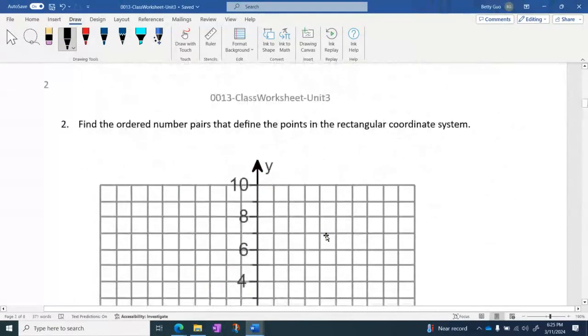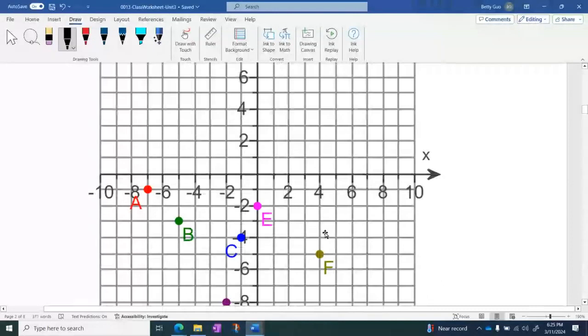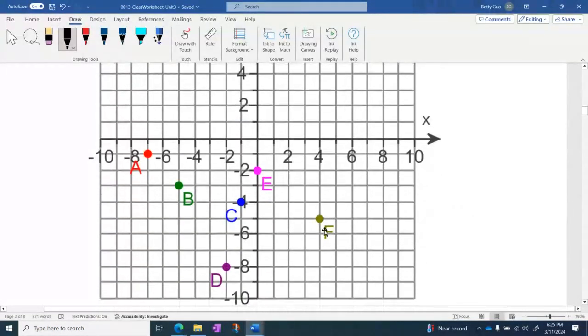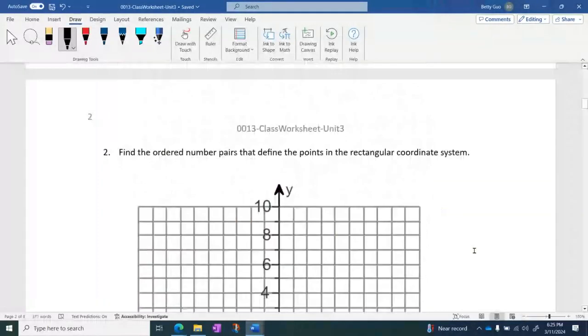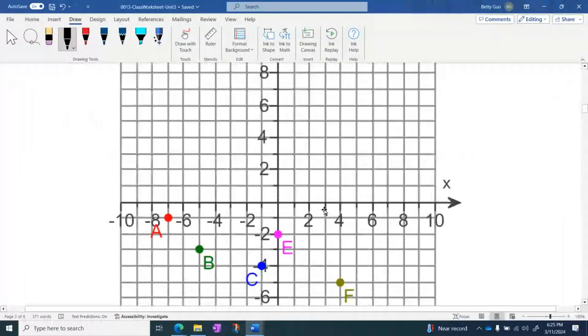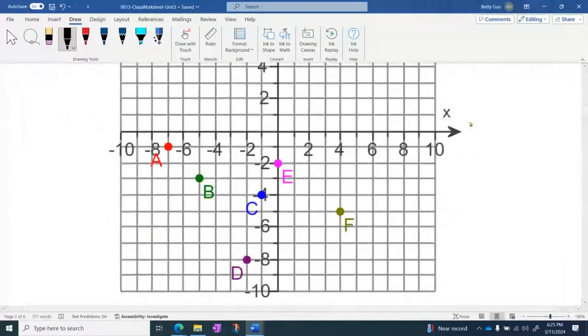So the second example is to do the opposite. In the previous example, we were given ordered number pairs and we located the corresponding points. In this example, we are given points and we are finding the ordered number pair that defines that point. This time you should be able to help me answer the question. Point A is in quadrant 3. What's the ordered number pair that defines point A?